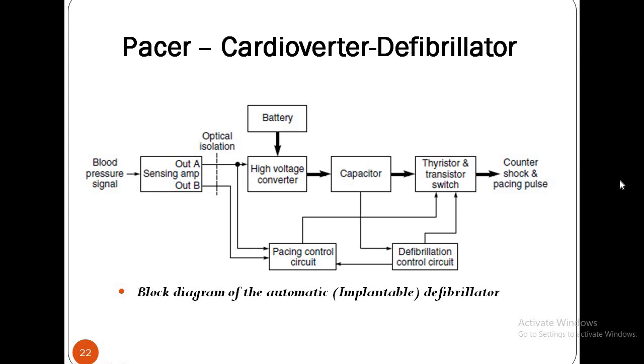At a predetermined voltage level, the thyristor switch allows the capacitor to discharge its current through the right ventricular electrode. After defibrillation, high output demand pacing is activated by using the residual energy in the output capacitor. The pacing rate and pulse width are controlled by the pacing control circuit, and the heartbeat signal is used for demand function.